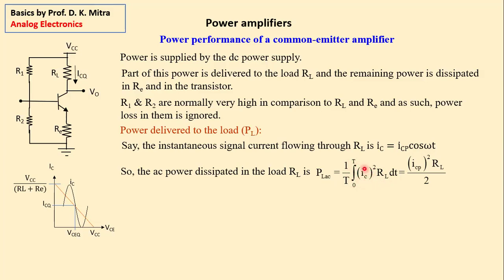This integration gives rise to the RMS value. The RMS value is I_CP, the peak value, by root 2, and its square is I_CP square by 2. For the sake of mathematics I have shown you the integration, but power I could write as equal to I_CP square by 2, that is the RMS square, multiplied by R. So I_CP square by 2 R_L, that is the power delivered to the load.